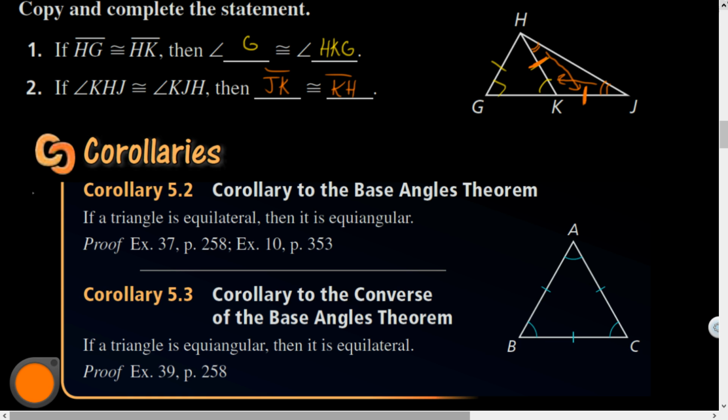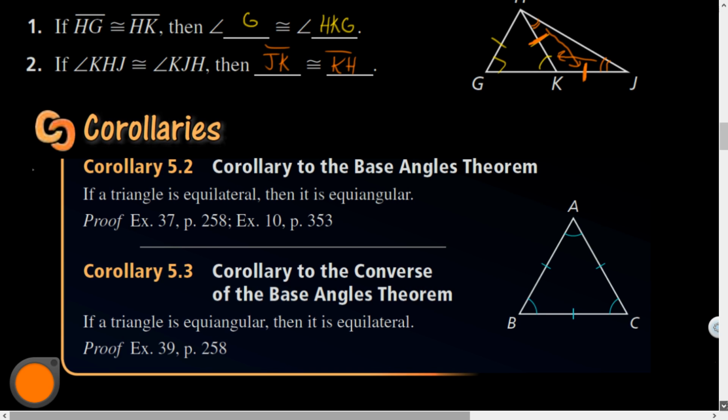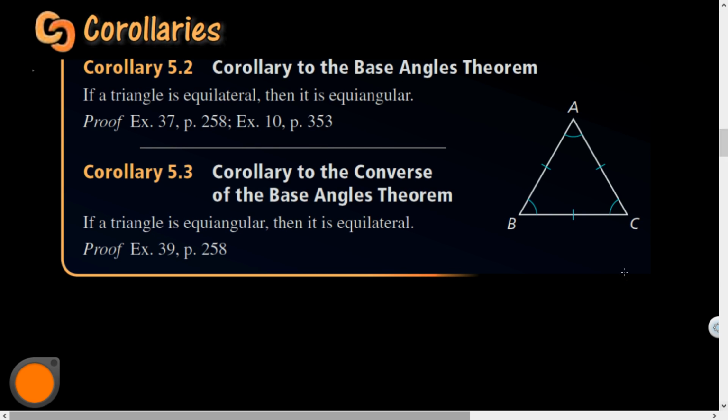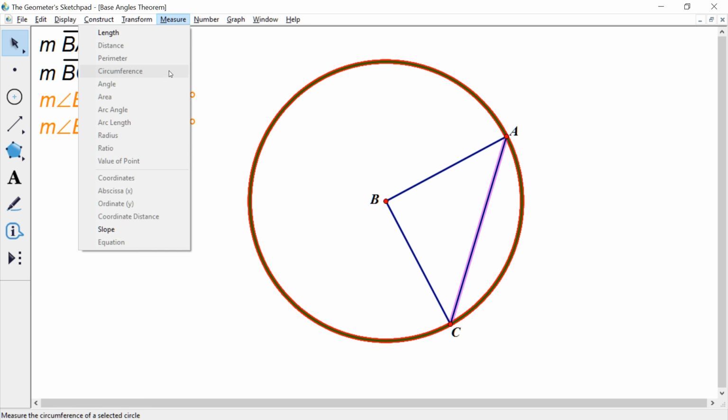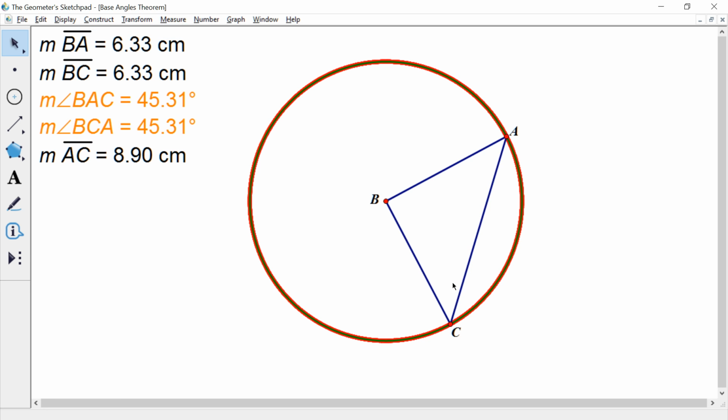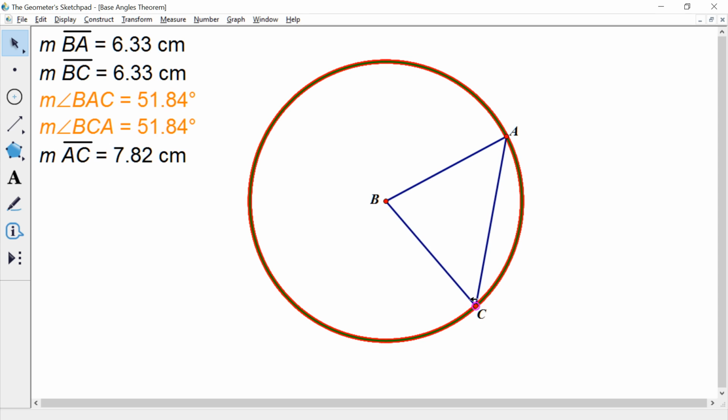So if we were going to write this, we would have to write it out. I'd probably understand that, but at some point we got to make sure that we got all these acronyms together. So this is saying this: if a triangle is equilateral, then it is equiangular. Let's put that to the test in Geometry Sketchpad. Let me measure this. Let me move this until that is going to be 6.33.